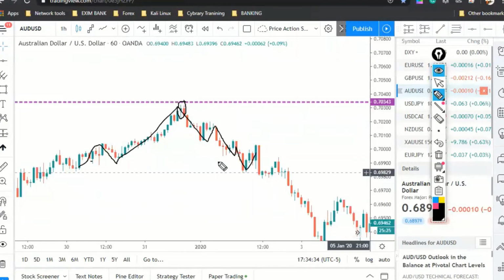This is the retest of the neckline and it sells off. So I would definitely recommend that you guys go through the information I sent you in the group.